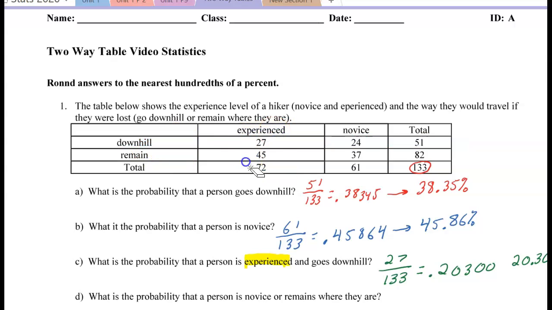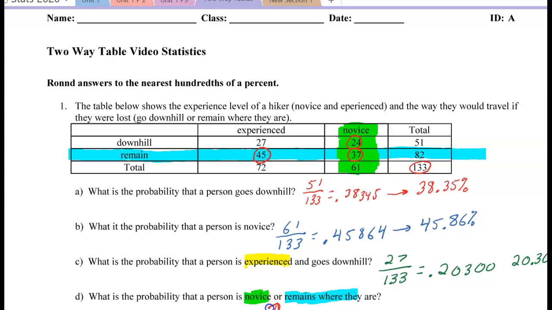Question number 1D asks, what is the probability or percent that the person is novice or remains where they're at? So I'm looking at this novice column, and the fact that they will remain where they're at. So I'm using this blue highlighted row. So I'm interested in all the people that are novice or they remain where they're at. So I'm interested in the 24, the 37, and the 45. Because this word is or, I'm interested in all 3 of those groups. So I would add 45 plus 24 plus 37, and I would divide by that 133.